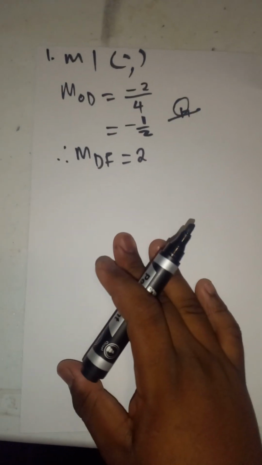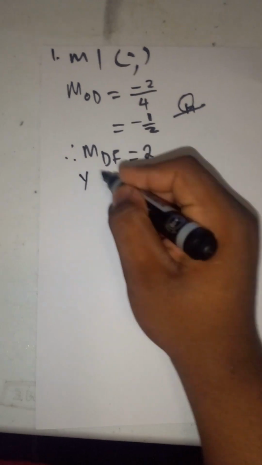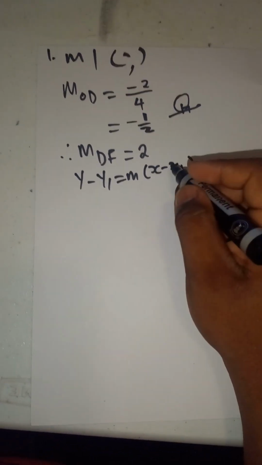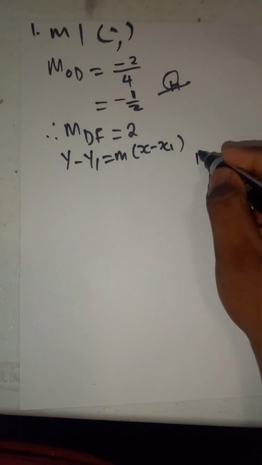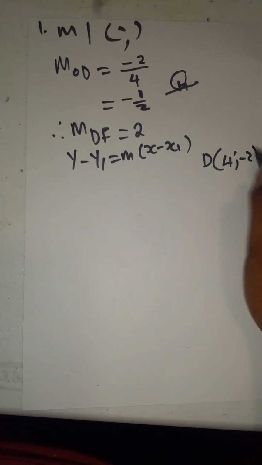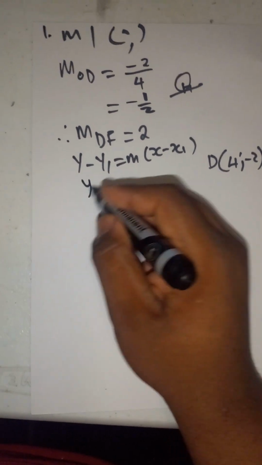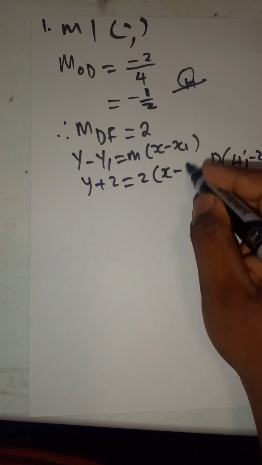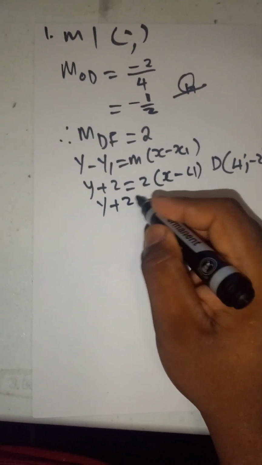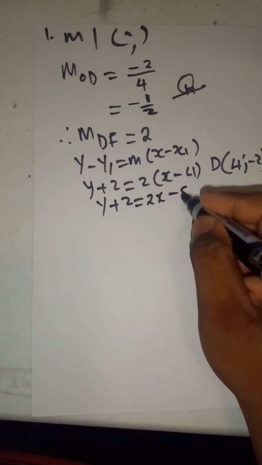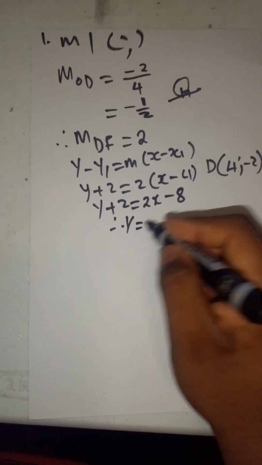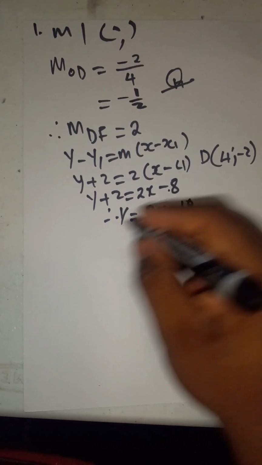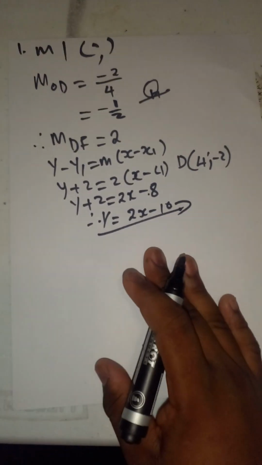So since you have the gradient of DF, we will find the equation. And I'm going to use point D. So now let's go. It's going to be y plus 2 equals 2 times x minus 4. Y plus 2 is equal to 2x minus 8. Therefore, the equation is y equals 2x minus 8 minus 2, which is 2x minus 10. So now that is the equation there.